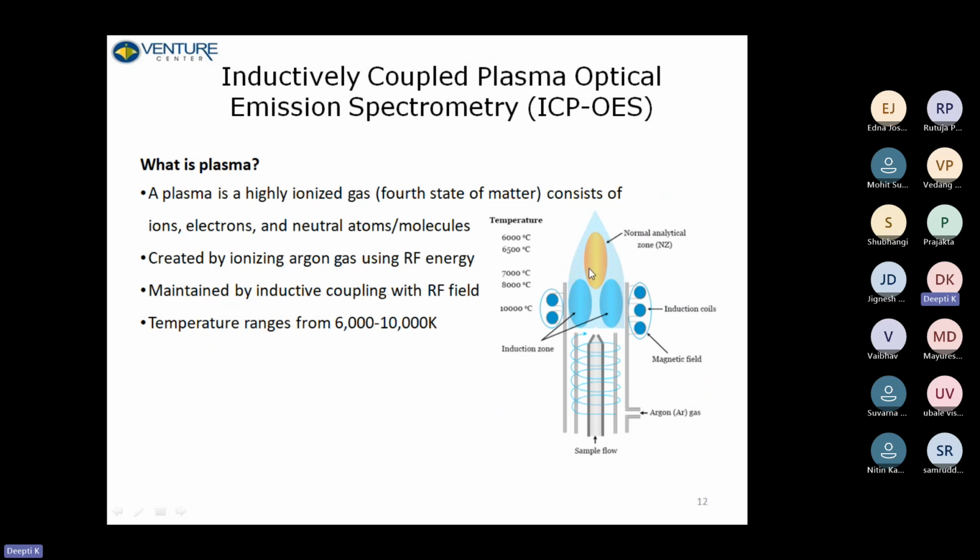The temperatures that the plasma can generate are up to 5,000 to 6,000 degrees Kelvin. The temperatures do vary depending upon the region of the plasma, but they can go as high as 5,000 to 6,000 degrees Kelvin.